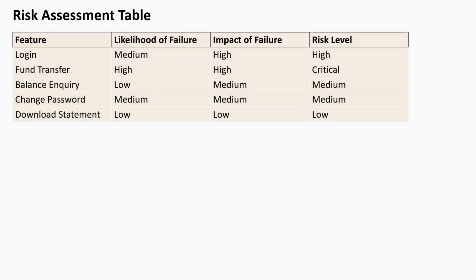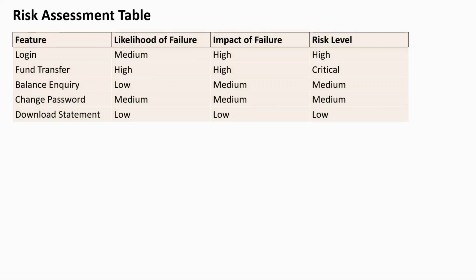For the login feature, I have given the likelihood of failure as medium and impact of failure as high. Login issues are moderately likely to occur. They are not consistently going to occur, right? Sometimes they may occur, perhaps due to authentication or session management bugs. But if the user cannot log in, no other features can be used. Hence, the impact is very high. So, the risk level here is high. This is because a combination of medium likelihood of failure and high impact of failure makes the risk level high here.